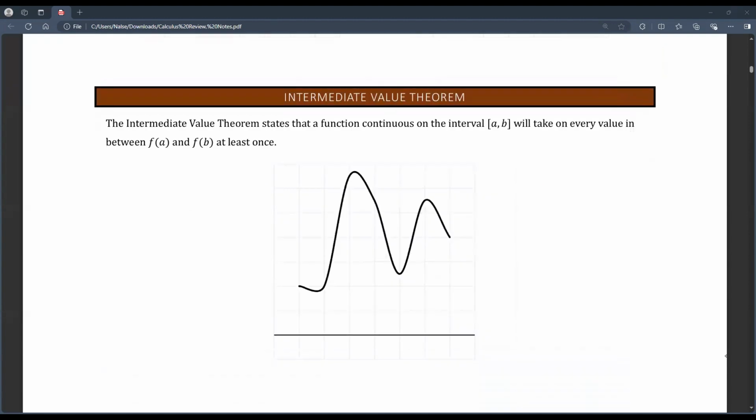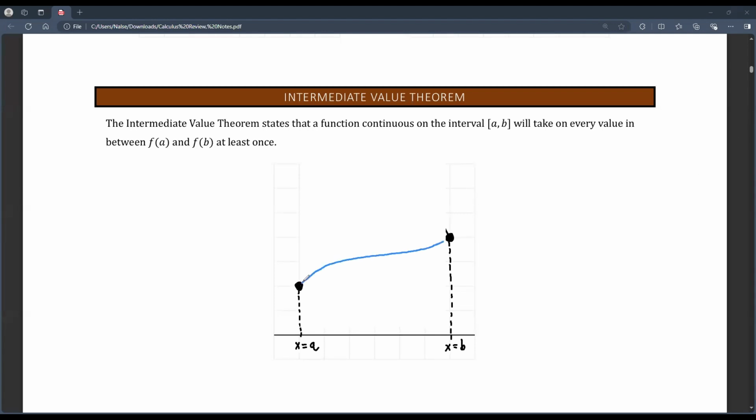The intermediate value theorem states that a function f, continuous on the closed interval from x equals a to x equals b, will take on every value in between f of a and f of b at least once. Imagine that we didn't know what the function looked like over this interval. Instead, we only knew that the function had these endpoints at x equals a and x equals b, and the function was continuous. At the very least, these 2 points would have to connect. As we have drawn it, the lower endpoint is as low as f of a and the upper endpoint is as high as f of b.